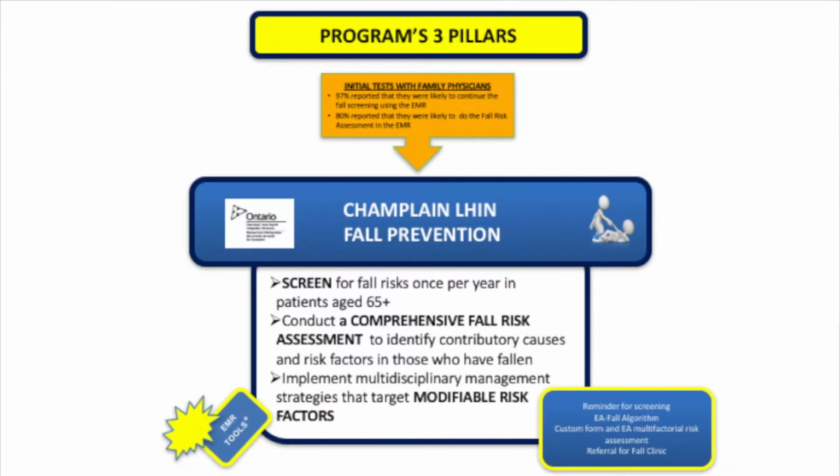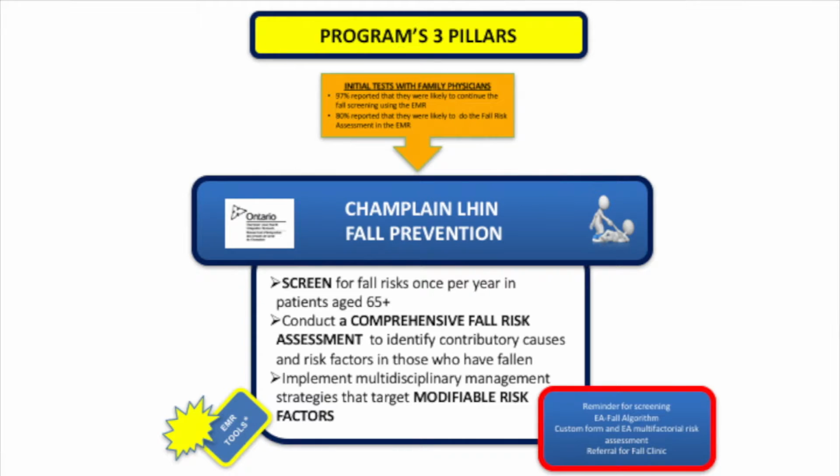For the Champlain fall prevention, our goal was to screen for falls once a year in patients over 65 years of age. For those identified as being at risk, we conducted a comprehensive fall risk assessment, and through that assessment we would modify the risk factors in order to prevent falls. The EMR tools were a reminder for screening, a fall algorithm template, a custom form, and an EA, an encounter assistant. That is an EMR tool that helps you just click the answer and it populates the next question and the next question to follow the algorithm. And then we had an automated referral to the fall prevention clinic.